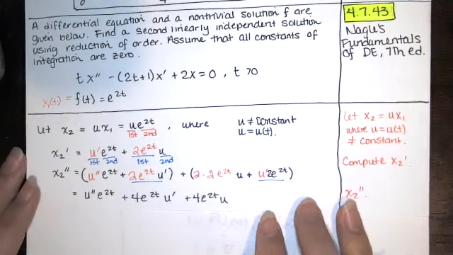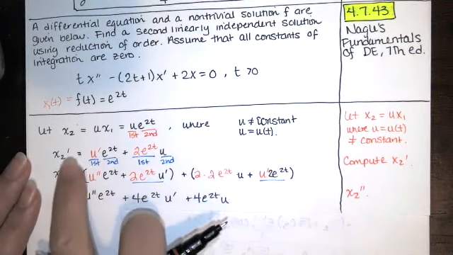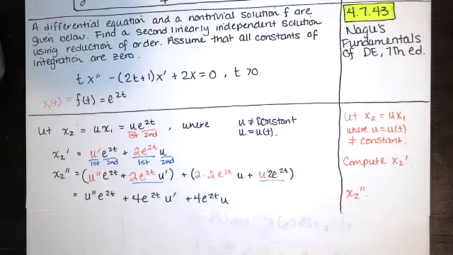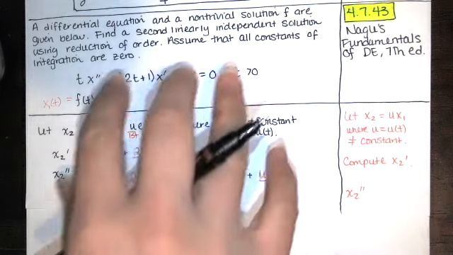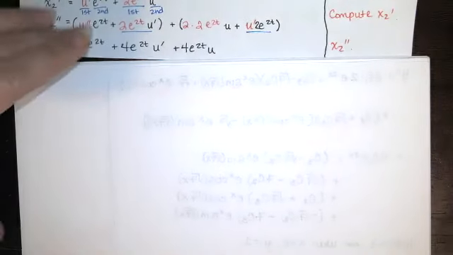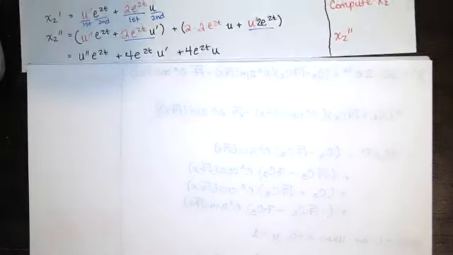Okay, now we will substitute x sub 2 prime and x sub 2 double prime into this equation. Now we're assuming x sub 2 is a solution, so when we substitute, we should get 0. All right, that's the plan. Let's do it.